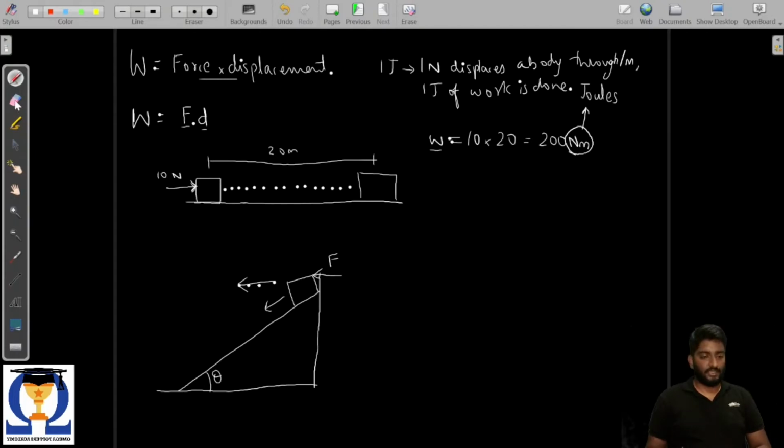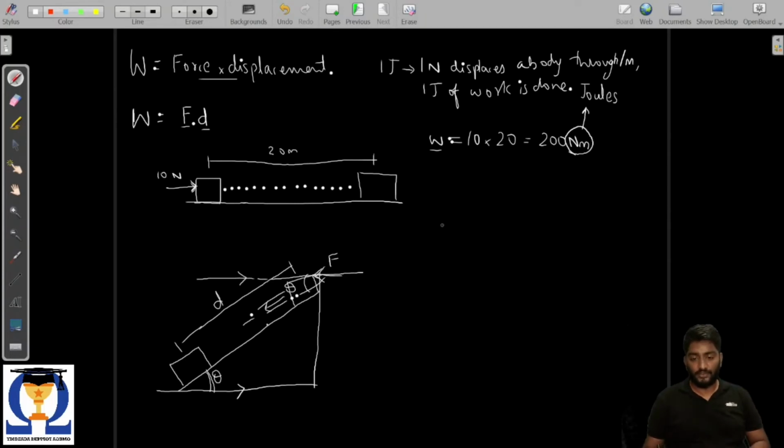So if I notice, my force is in this direction, but the displacement is in this direction, because after a while, the body will be here. So I can say that this is my displacement, which is d, and the force is applied in this direction. So I need to find the component of the displacement in the direction of the force, or I need to find the component of the force along the direction of the displacement.